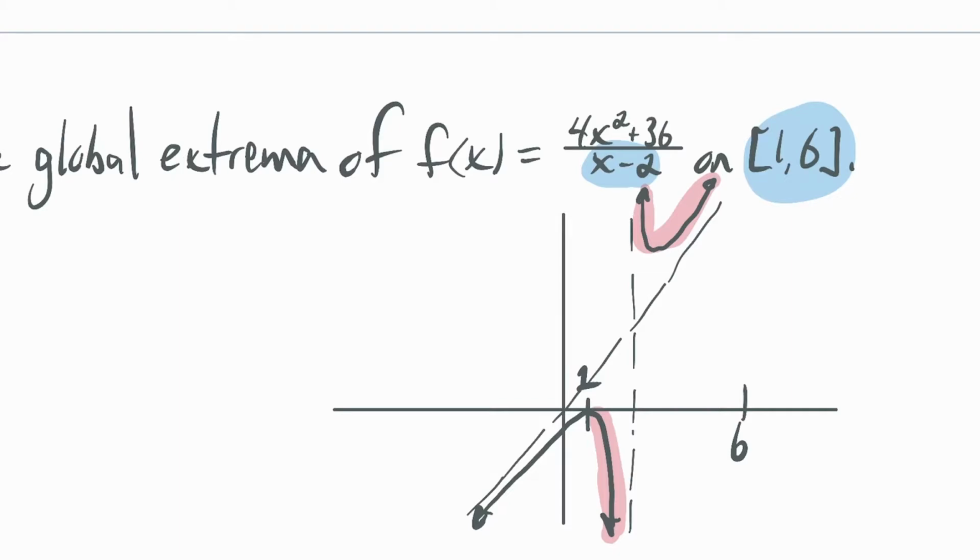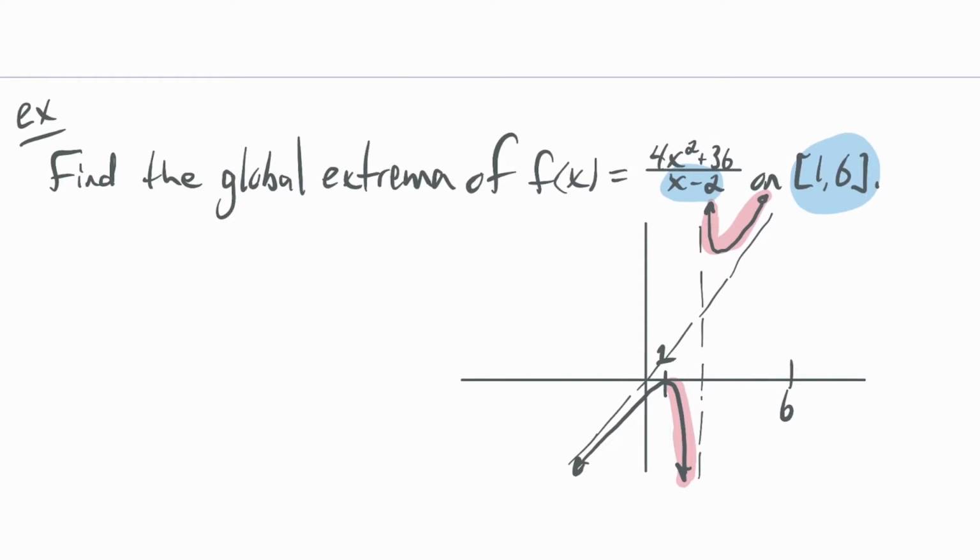And this graph is not defined and continuous on a closed interval. So because we have an asymptote in the middle of the interval, we can't apply the extreme value theorem. And it turns out with this one, we're not going to get anything. So don't worry about being able to identify that.